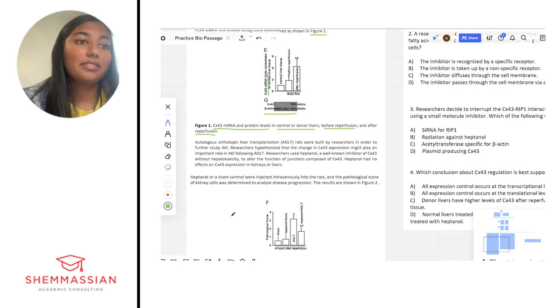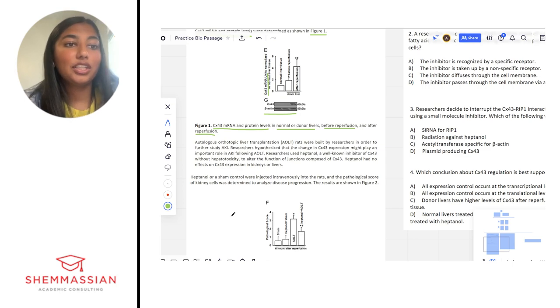Autologous orthotopic liver transplantation rats were built by researchers in order to further study AKI. Researchers hypothesized the change in connexin 43 expression might play an important role in AKI following AOLT. So here we have another sentence talking about a hypothesis where an independent variable could potentially be change in connexin 43, and the dependent variable could be AKI following AOLT.